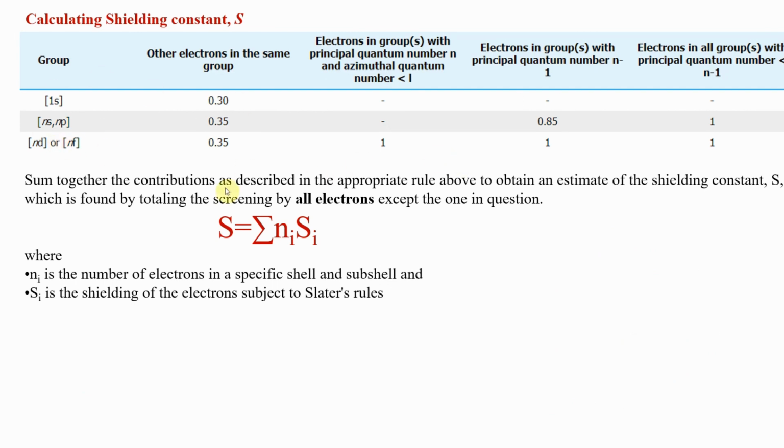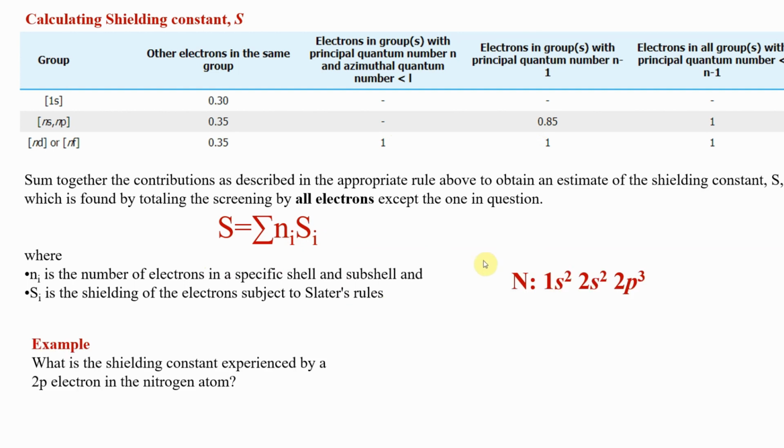I have tabulated what is in the diagram. What we are going to do is, to calculate the net shielding experienced by an electron, we are going to sum together the contribution of all these types of electrons. That's all. Now this is what? The summation of the number of electrons in a specified shell and subshell, the shell being n minus 1, and the corresponding shielding values. Obviously this is much easier if we do an example.